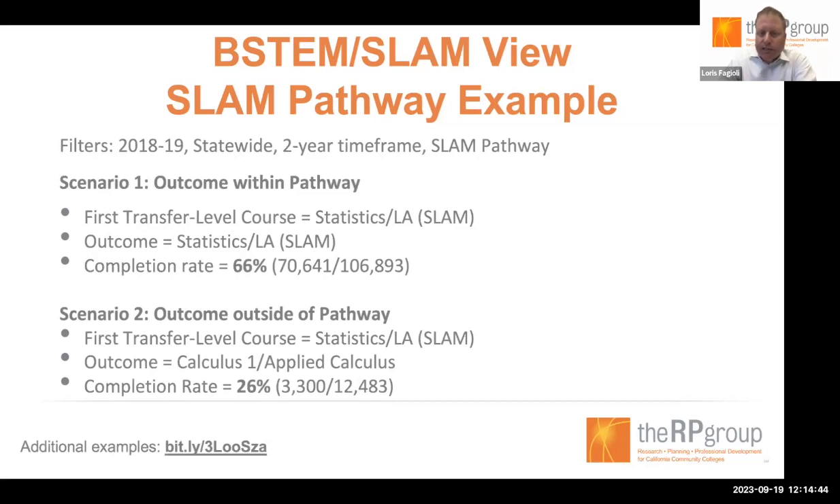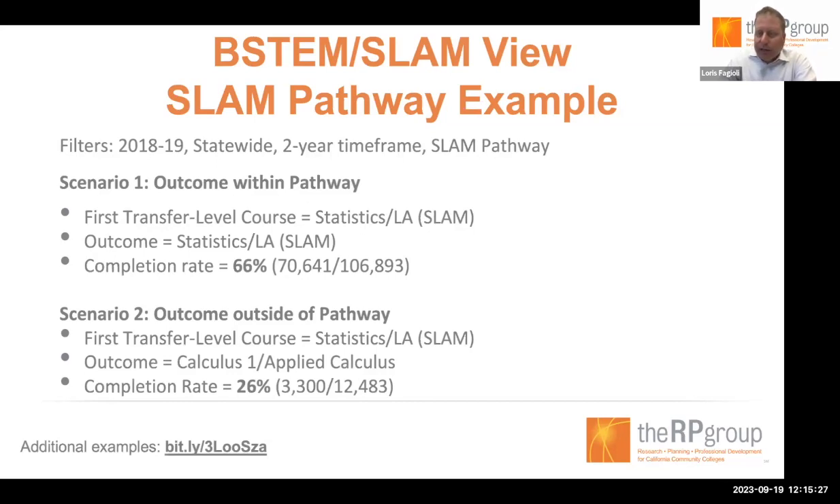And let's also assume we select the SLAM pathway, meaning the students, after they potentially completed some below transfer level coursework, their first transfer level course was a SLAM course. So maybe let's assume statistics. So scenario 1, the outcome is within the pathway. So the first transfer level course is statistics or liberal arts, and we select statistics, liberal arts as the outcome. The completion rate in the dashboard will show 66%, meaning 70,600 students have completed statistics within a 2-year time frame after they've taken their first math course in 18-19.